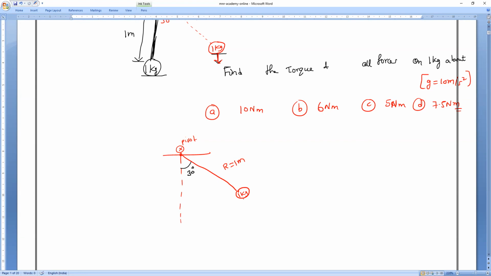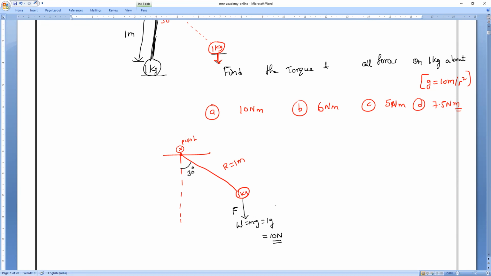Now, if you notice here, the weight of the object is acting in the downward direction. 1 kg means, what is the weight? Weight is equal to mg, which is equal to how many g's? 1g. The g value is 10. If I substitute it, what is the weight? 10 Newton.